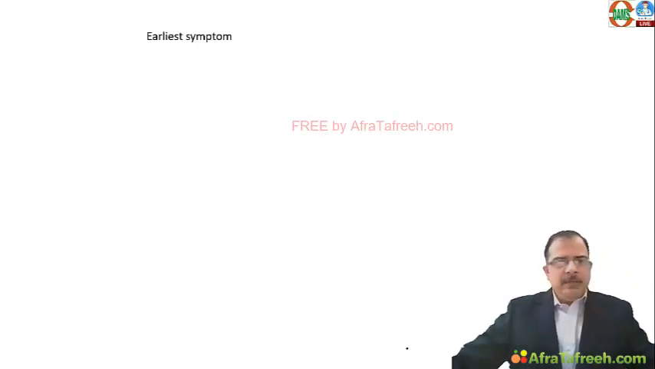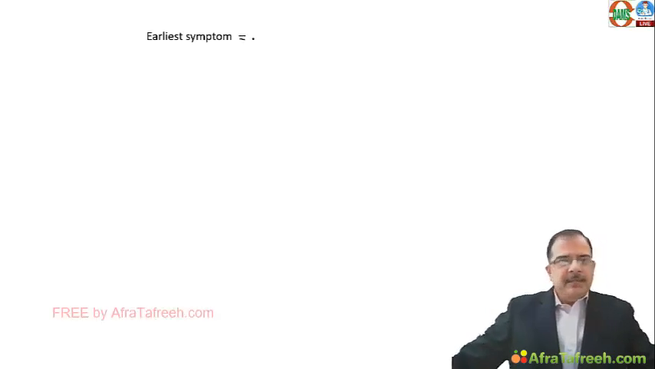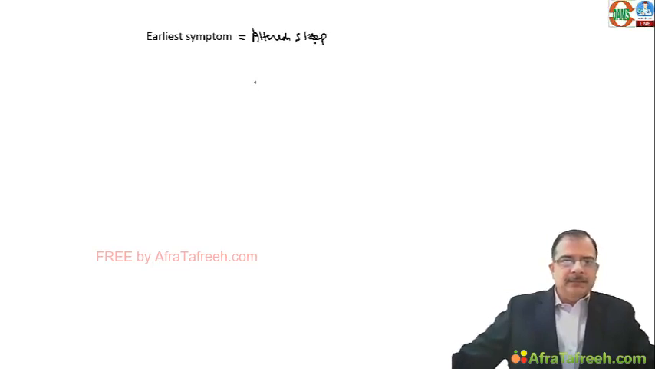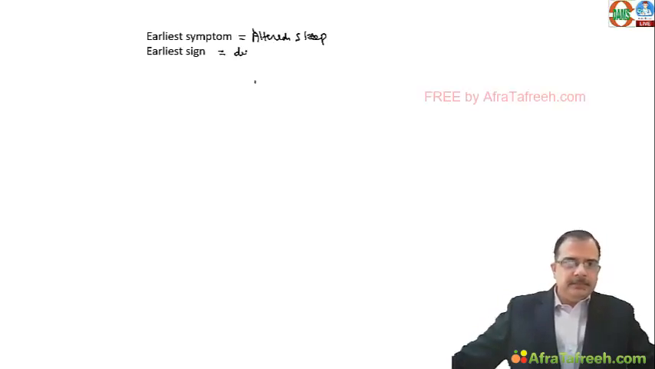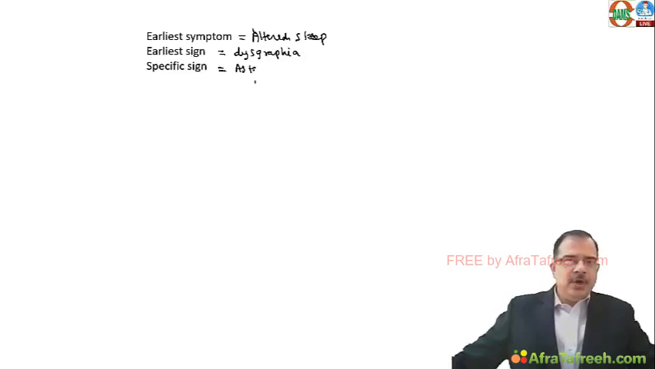Now, the other complications are, so if the question says the earliest symptom in the patient is altered sleep cycle, altered sleep cycle, that is the earliest symptom. While the earliest sign is dysgraphia, and the most specific sign is given to you as flapping tremors or asterixis.